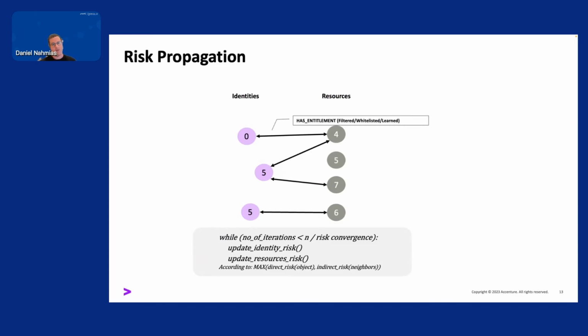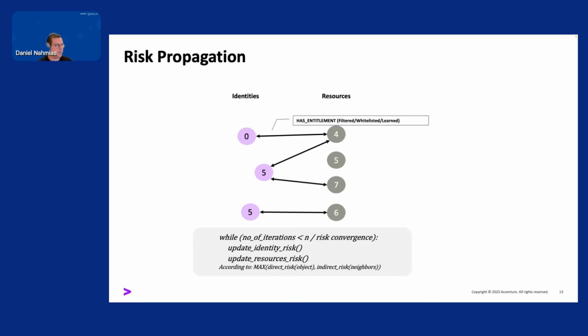Okay, let's give a quick example. For example, I want to propagate risk between identities and corporate resources. That can be a workstation, application, or whatever. We already have the entitlements that each identity has to every resource. And we can propagate risks in such a manner that once we have a bipartite graph that describes these connections, we can propagate risk from one side to the other. So according to any function, for this simplistic example, we will use a max function.